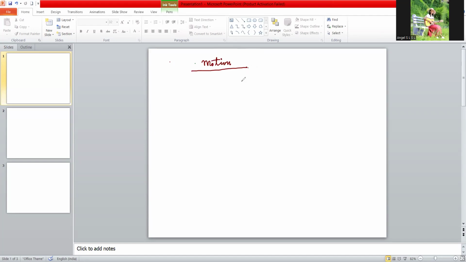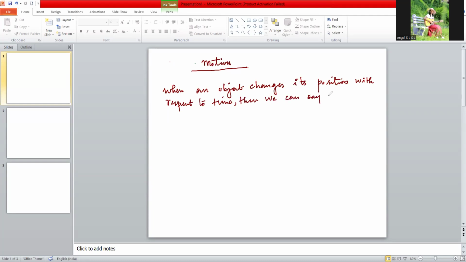What do you mean by motion? We can simply define motion as when an object changes its position with respect to time, then we can say the object is in motion.